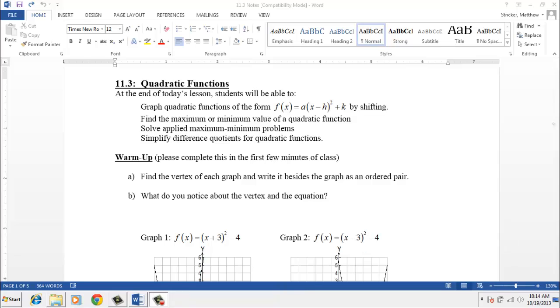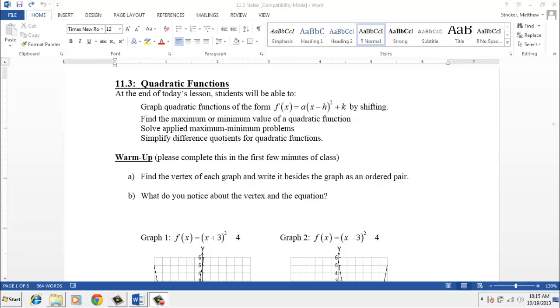Hello, this video covers section 11.3 from your textbook, and it's all about quadratic functions. We spent the last chapter, chapter 10, talking about quadratic equations, and now we are going to talk about quadratic functions. And we've talked about functions a lot this semester. This is just a new type of function. We're going to talk about graphing quadratic functions.